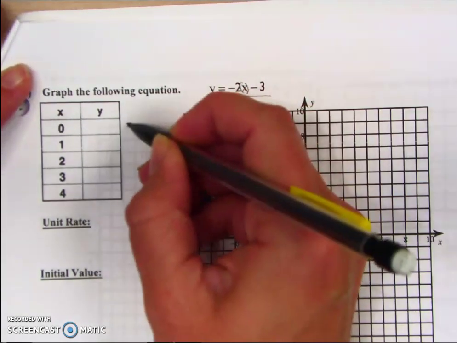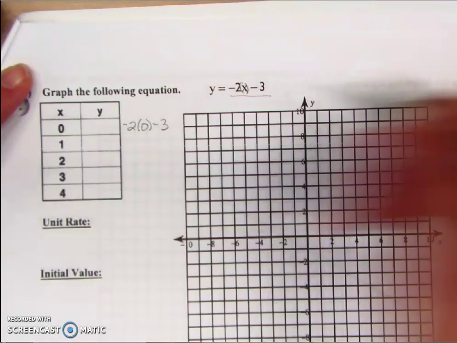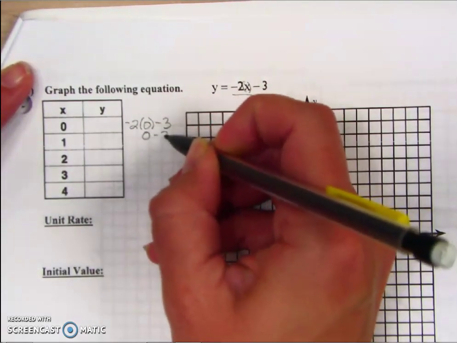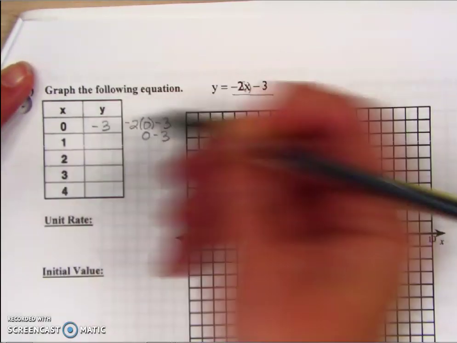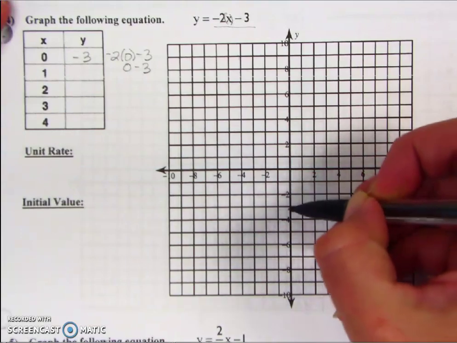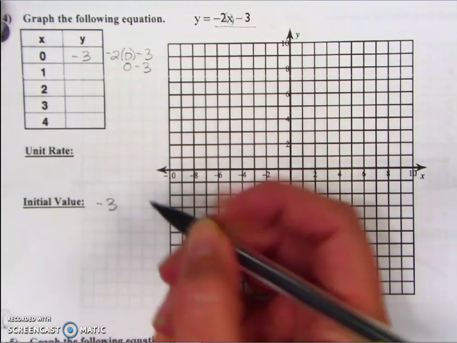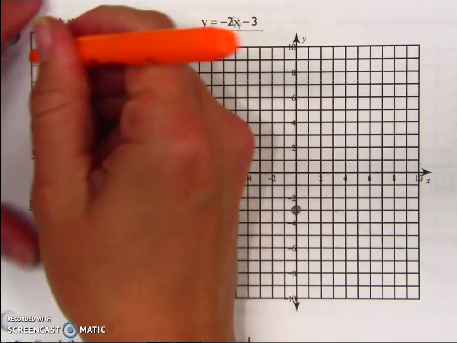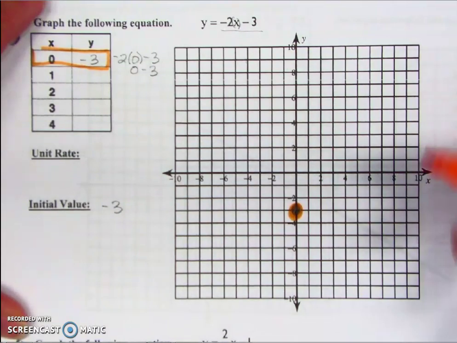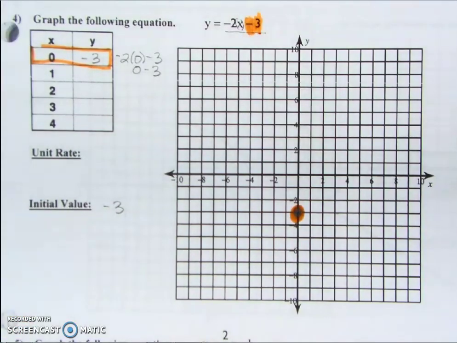So that tells me for this one, I have -2 times 0 minus 3. That means I would have 0 minus 3, and 0 minus 3 is -3. All right, so this one starts down in the negatives. Hopefully that's never your bank account. I can already see my initial value is -3 because that's where the x is 0. Remember, our initial value is where the x is 0, and we see that show up in the equation right there. That's the one without the x.